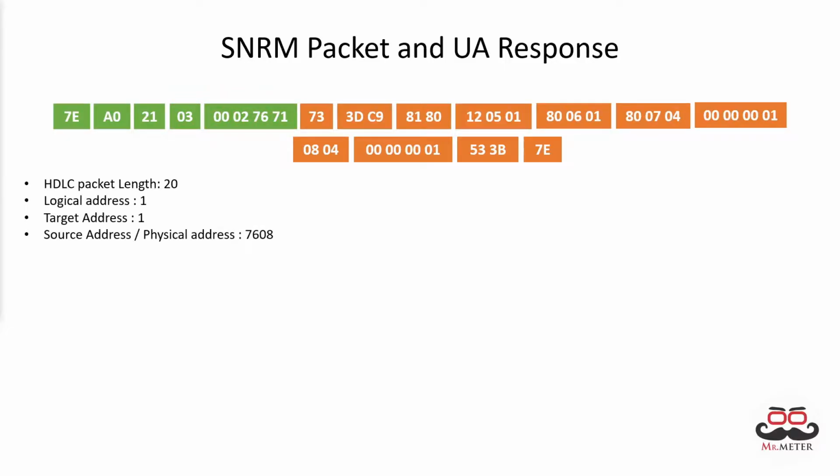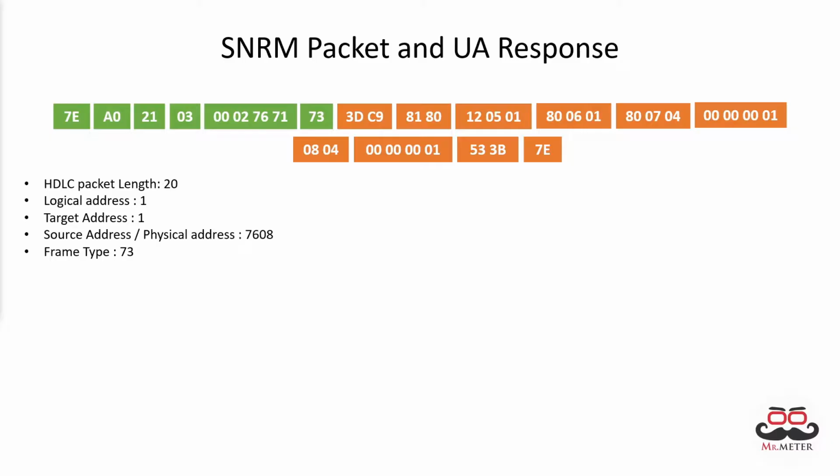And the next is 03, 00 02, 76 71, which are the target, logical, and source addresses respectively. 03 is the target address, which should be subtracted by 1 and then divided by 2, resulting in 1. 02 is the logical address, which must be divided by 2 and results in 1. 7671 is the source address, which translates to 7608 by dividing 76 by 2 and then concatenated with 71 and then subtracting 1 from the result and finally dividing by 2. This will result in 1DB8, which in decimal is 7608. This is, in this case, the meter physical address for the RS485 electrical port.